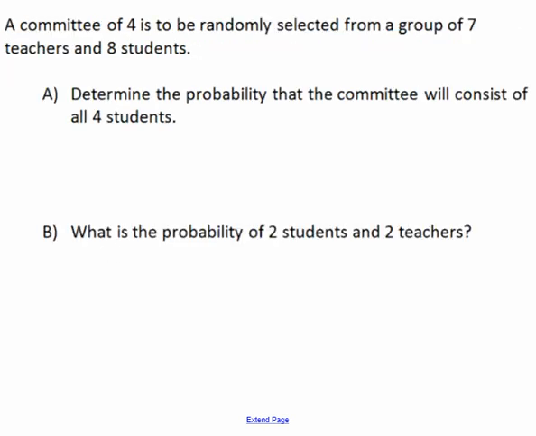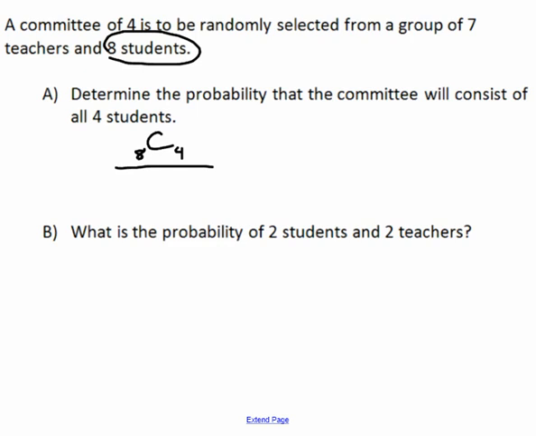A committee of 4 is to be randomly selected from a group of 7 teachers and 8 students. Determine the probability that the committee will consist of all 4 students. Okay, so maybe this is a good idea to pause and try to do this one on your own. See what you can come up with, because I'm going to do it right now. So the probability that it will consist of all 4 students, when I look at this, I see that there are 8 students. And if we end up wanting 4 of them, I would say 8C4.